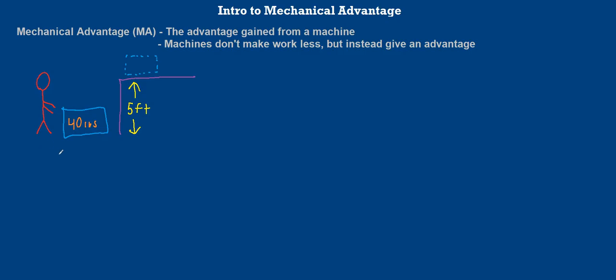Well, the formula for work is pretty simple. It's just work equals force times distance. And we happen to know what both of those are. We know the force is just 40 pounds, so this is a pretty straightforward question. And we know that the distance is just 5 feet.